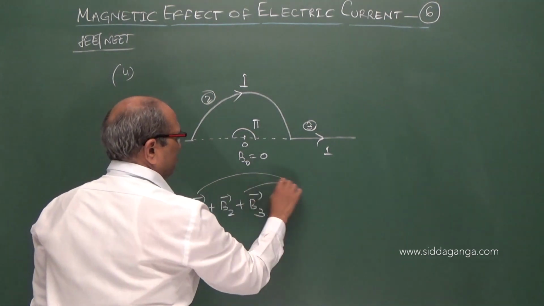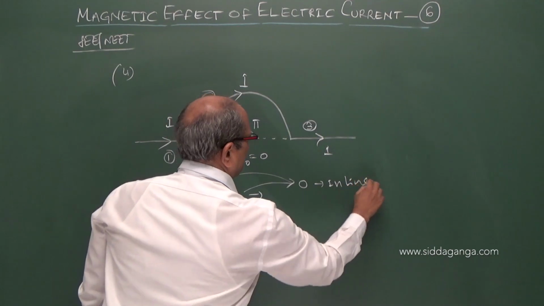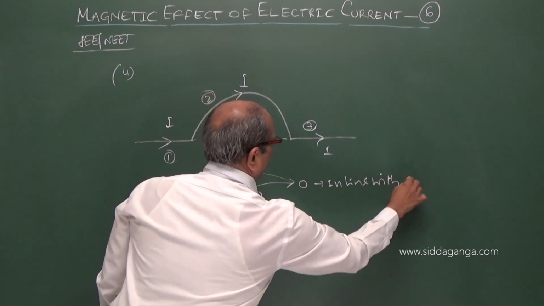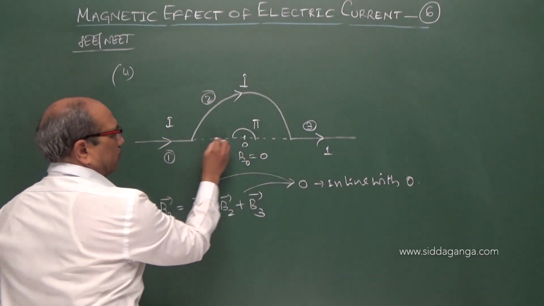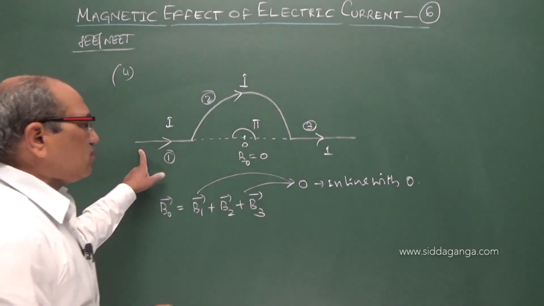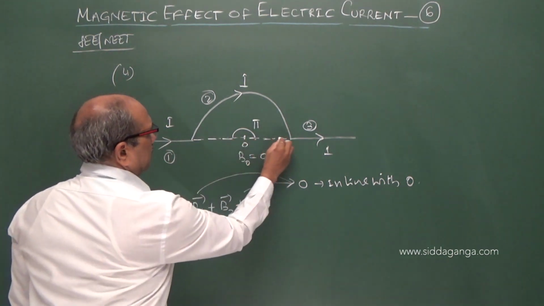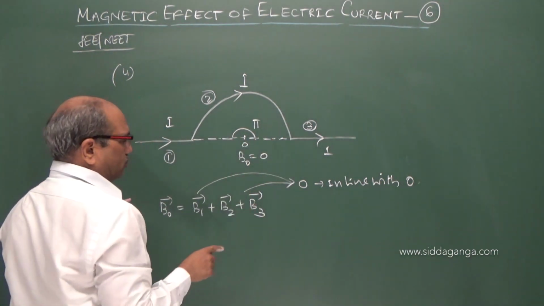But B1 and B2 become 0 because they are in line with point O. The field by these straight portions of the conductors becomes 0. They are in line clearly. They cannot produce a field because theta becomes 0.